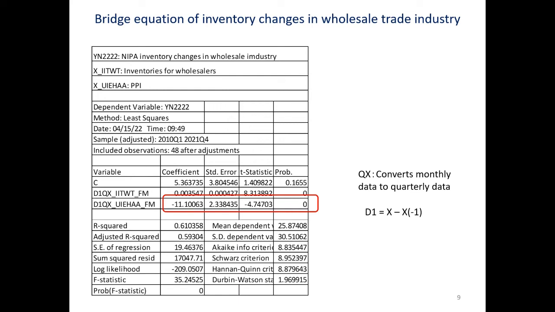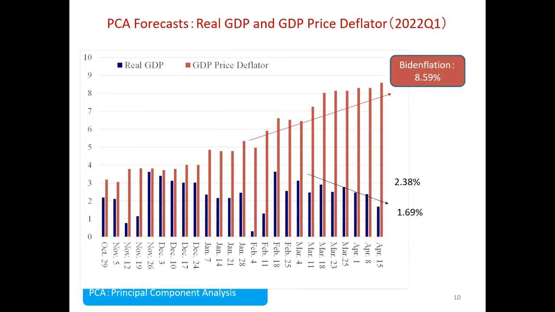As far as the PPI coefficient is concerned, the impact of PPI on inventory change for wholesale industry is about half that of the manufacturing industry. The PCA forecast has revised economic growth rate downward from 2.38% to 1.69% as the variables denominated by the soaring CPI and PPI have become smaller. Inflation creates an uptrend, suggesting a prolonged Bidenflation.